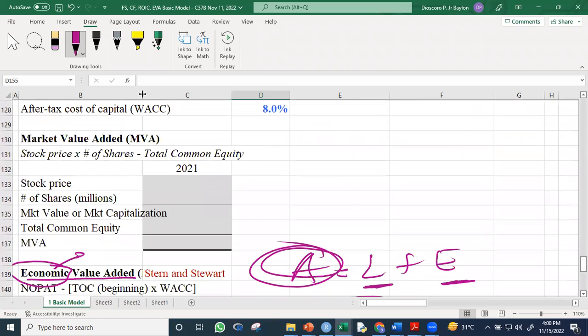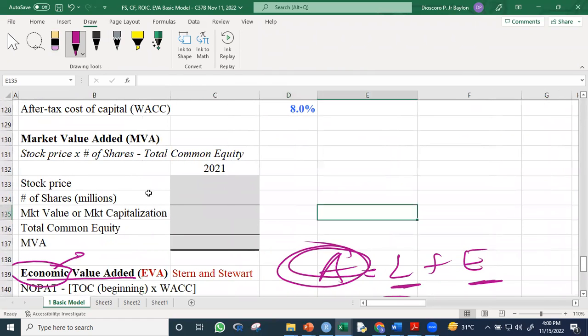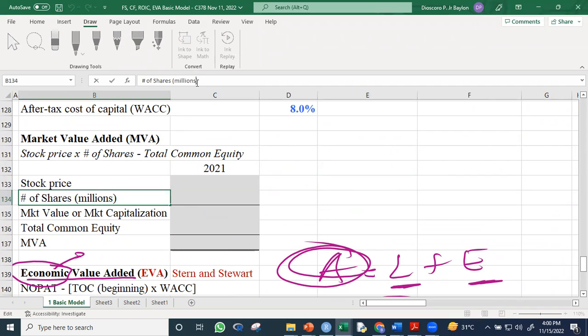Okay, there's another measure called MVA, market value added. Paano naman kino-compute to? Take a look at the formula. Ico-compute lang natin yung market value. Paano natin mako-compute yung market value? Magkano yung price ng stock ngayon sa merkado? Tapos ilang shares yung outstanding. You should be in thousands.